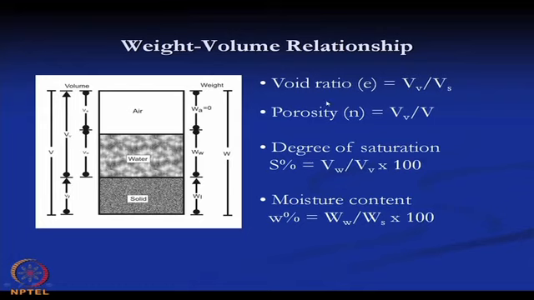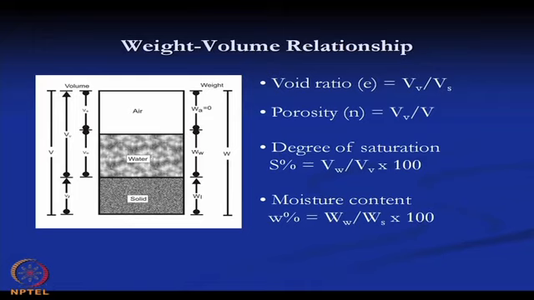So, from this diagram we can say that if it is a totally saturated soil, that means all the voids are filled with water, then this system becomes a two phase system, that is the solid and the water only, because in a fully saturated soil there will be no air. Similarly, if the soil is completely dry, then the total void will be filled by air.